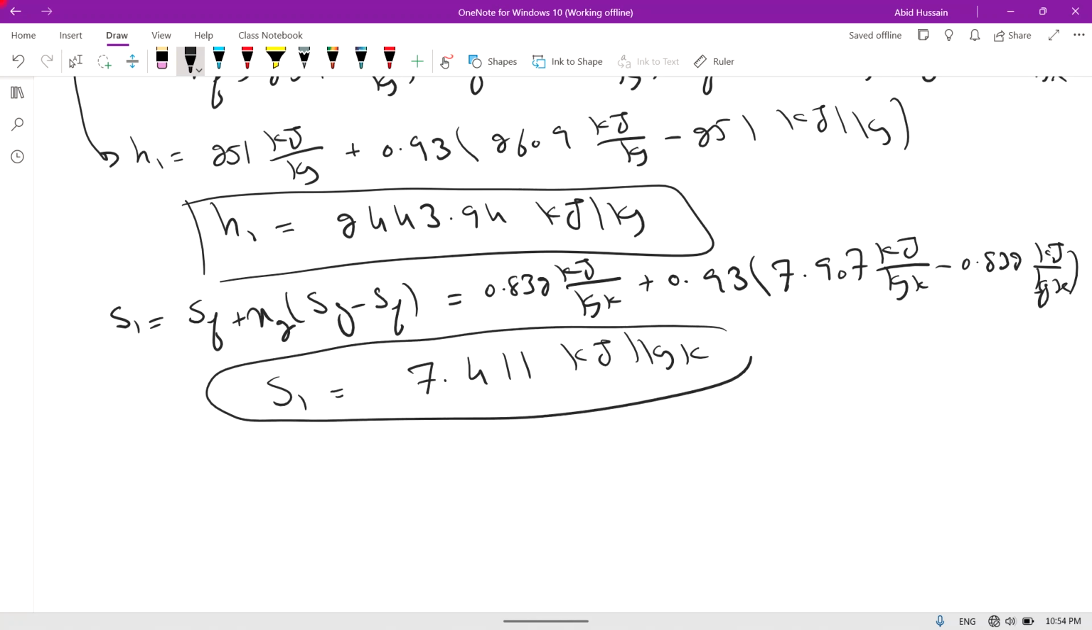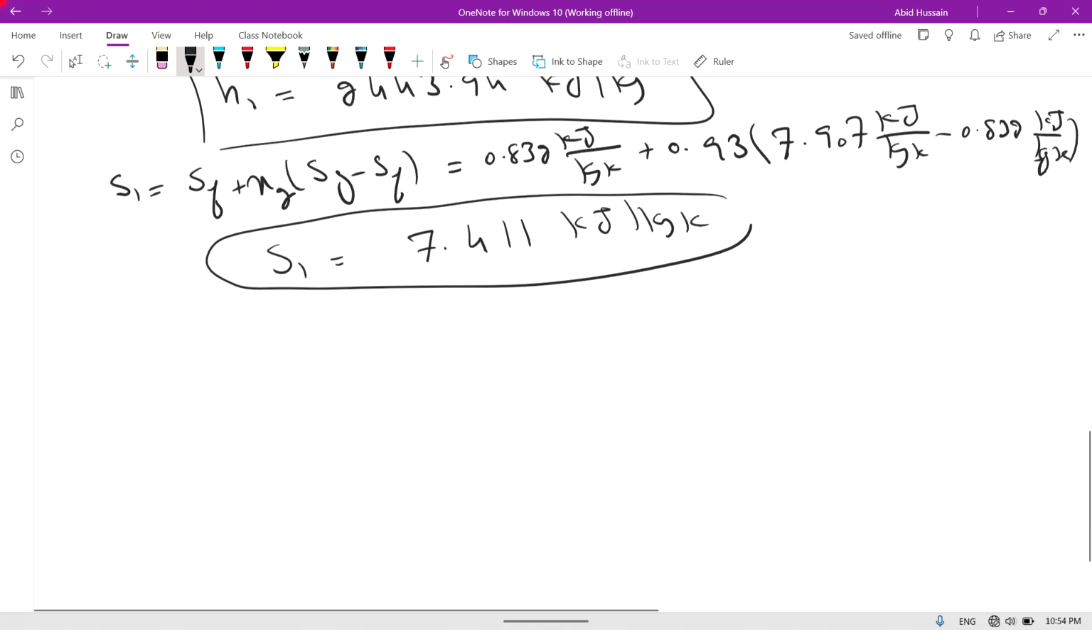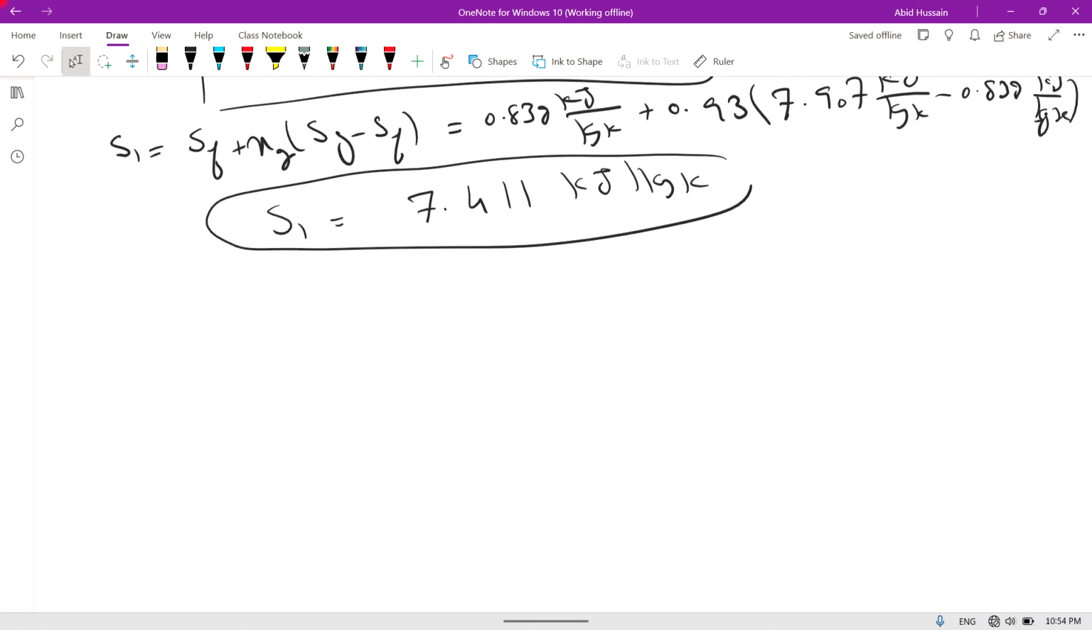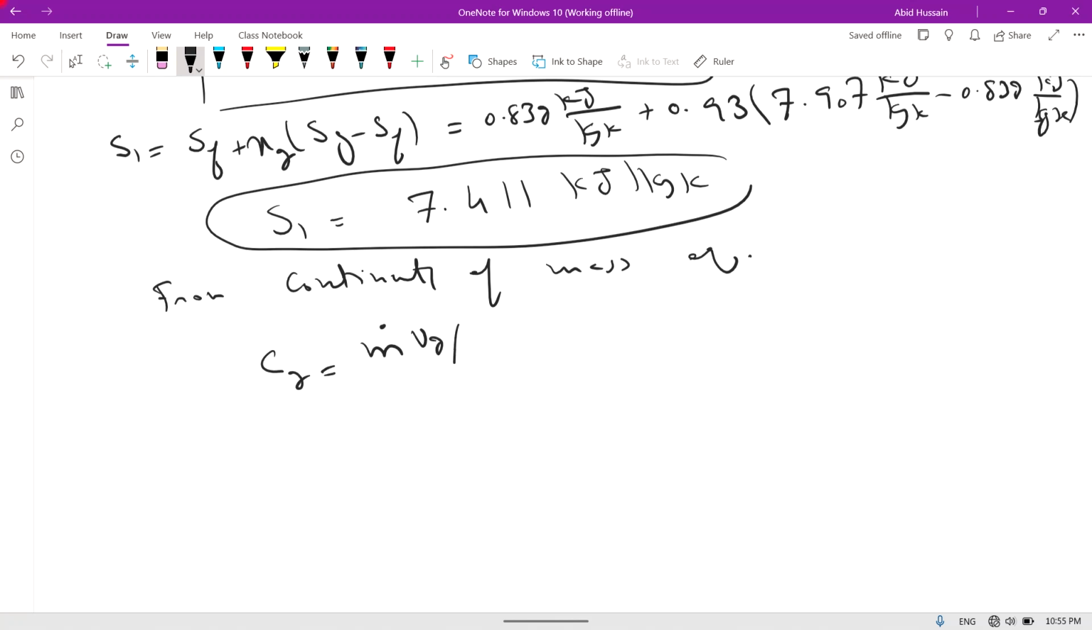Now we are finding C2. For C2 we are using the continuity of mass equation. From the continuity of mass equation, C2 is equal to m dot V2 divided by A2. M dot is given to us, the mass flow rate, 3 kilogram per second.